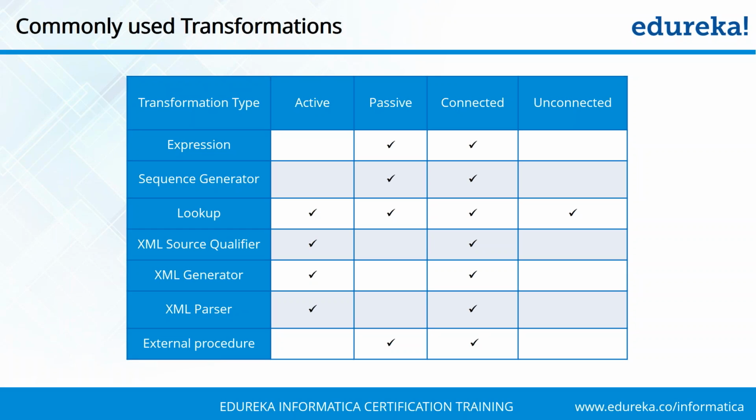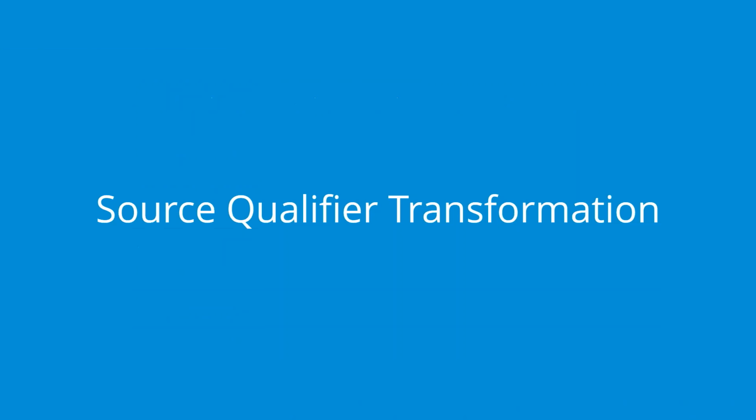Alright. To summarize what we've learned till here, we've understood why we need transformations, we've looked at what a transformation is, the various types of transformation and some of the commonly used transformations. It's time we deep dive into these transformations, and we'll begin by looking at the source qualifier transformation.